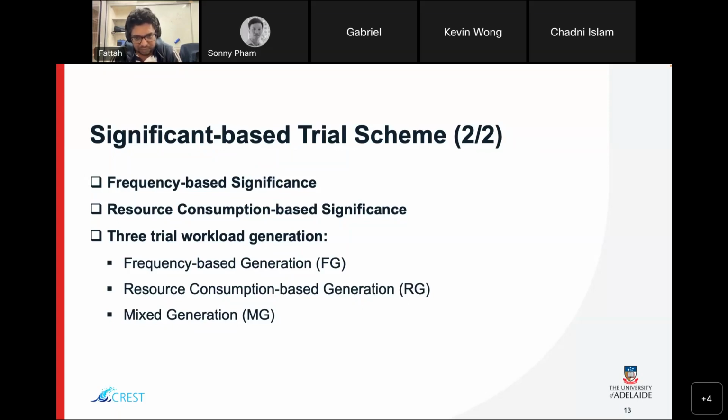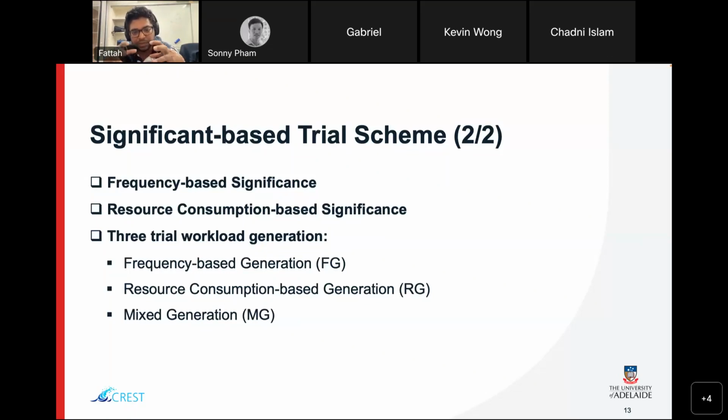So what is the frequency-based significance? In frequency-based significance, we consider the workloads that occur the most over a long period of time. That means the most frequently occurring workloads are considered the most significant workloads. The next one is the resource consumption-based significance. That means the workloads that are most resource hungry in terms of CPU, storage, network, or memory are considered the resource consumption-based significant workloads.